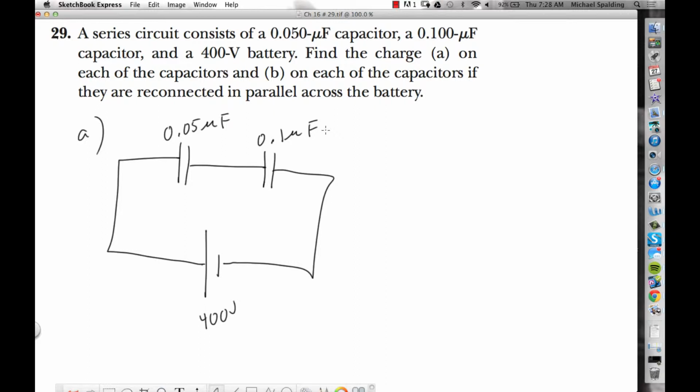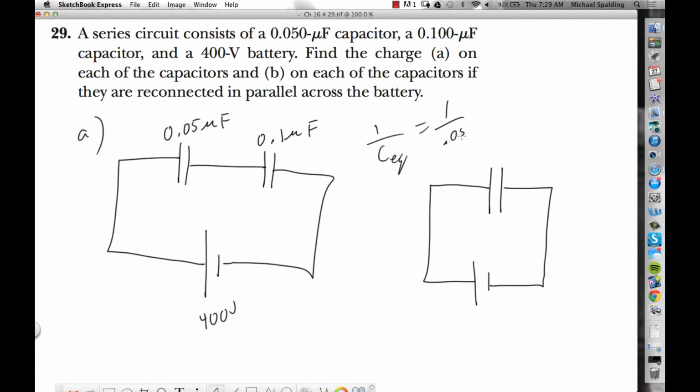Now, the way you simplify capacitors, it's opposite of simplifying resistors. So if you have two capacitors in series, you do the 1 over equation. You're going to go like this. 1 over the equivalent is 1 over 0.05 plus 1 over 0.1, and then you simplify that down, and it comes out to be 0.03 repeating microfarad. And then here's your 400 volt battery, like that.